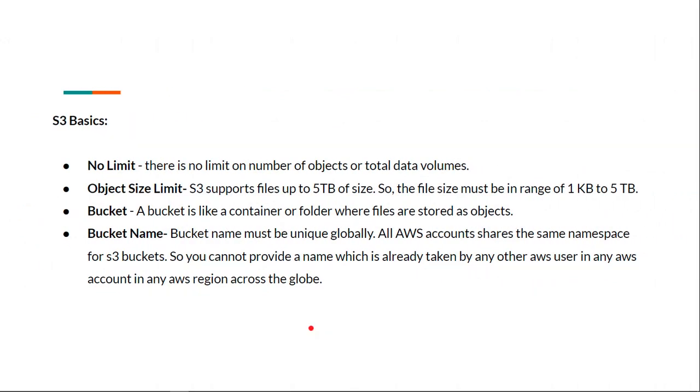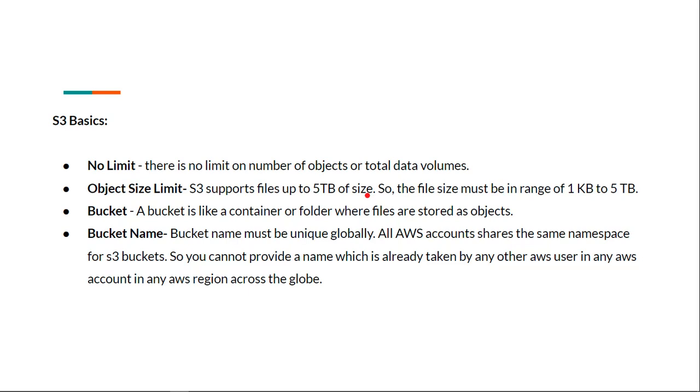If we talk about the limits, there is no limit on the number of objects or total data volume in S3. So you can upload as many files as you want to store in S3. If we talk about the object size limit, S3 supports files up to 5 terabytes in size. So, the file size must be in the range of 1 kilobyte to 5 terabytes. You cannot upload a file larger than 5 terabytes individually.